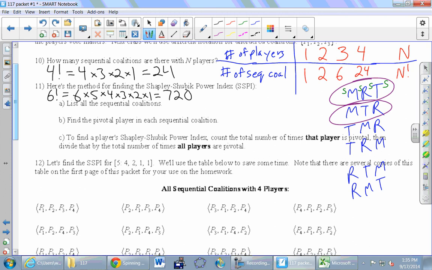Okay, so this process, A, B, and C, is just the formal writing out of what we saw with our 3 people and their markers. So you list all the sequential coalitions. We had 6 of them before. You find the pivotal player in each coalition. There's always one person that turns it from a not enough to an enough. And then to find this thing, which we call the Shapley-Shubik power index, we're going to do fractions.